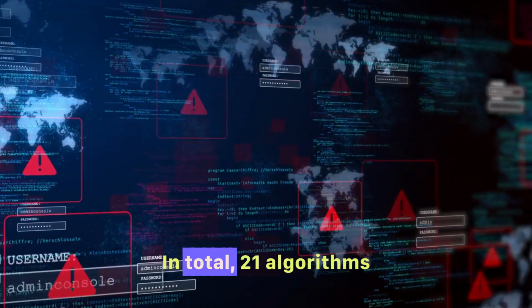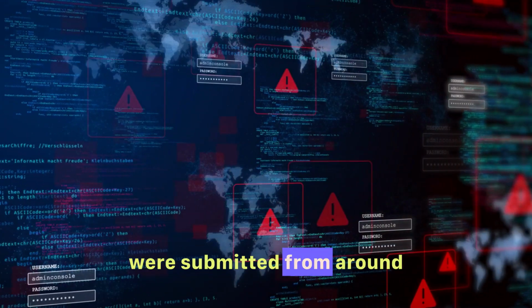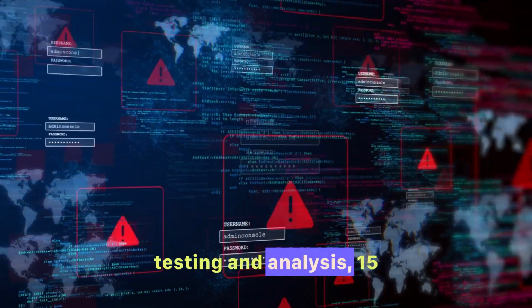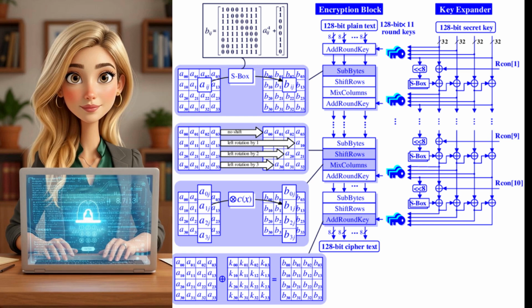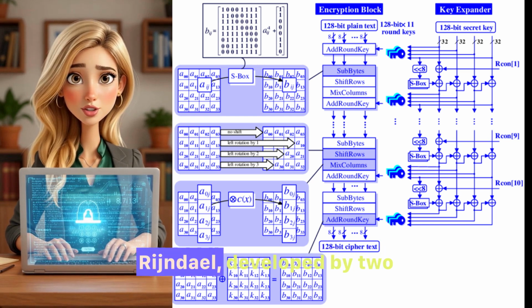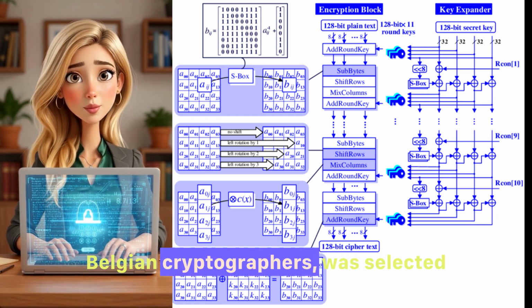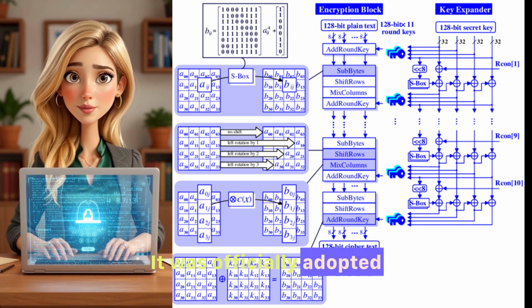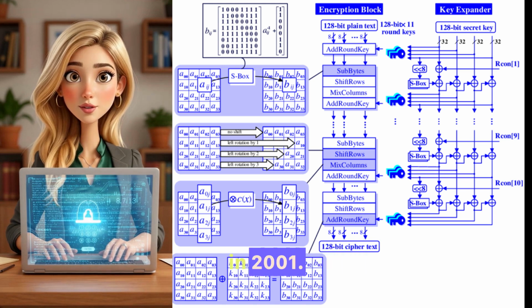In total, 21 algorithms were submitted from around the world. After multiple rounds of testing and analysis, 15 were shortlisted. Finally, an algorithm called Rijndael, developed by 2 Belgian cryptographers, was selected in 2000. It was officially adopted as the AES standard in 2001.